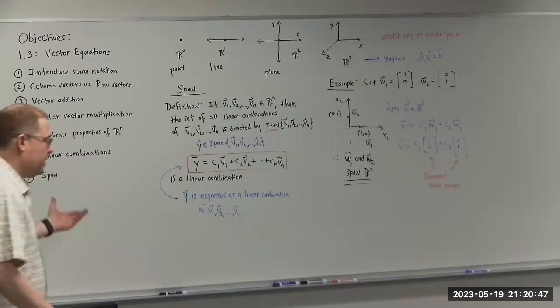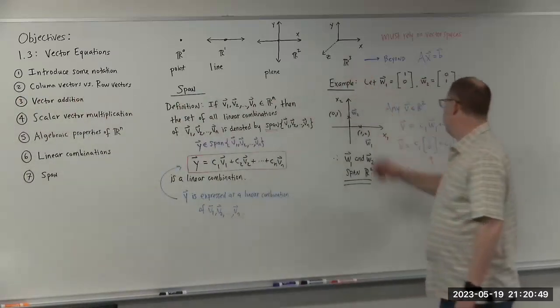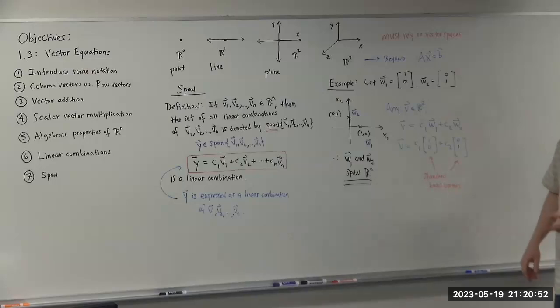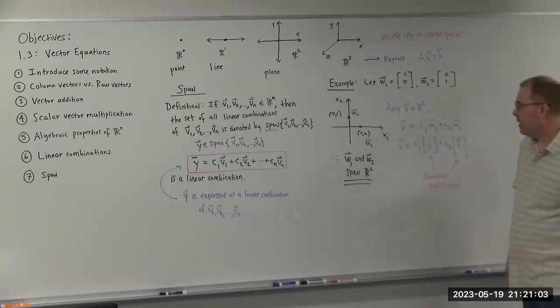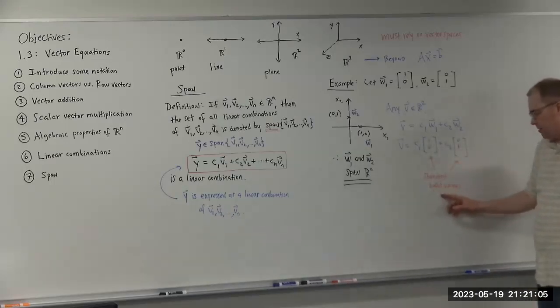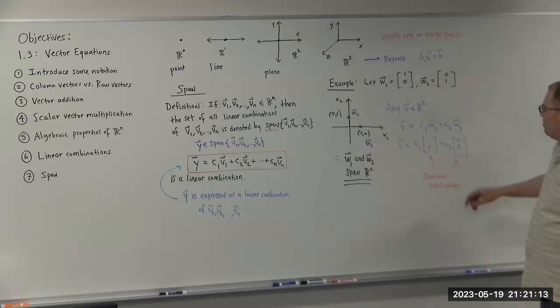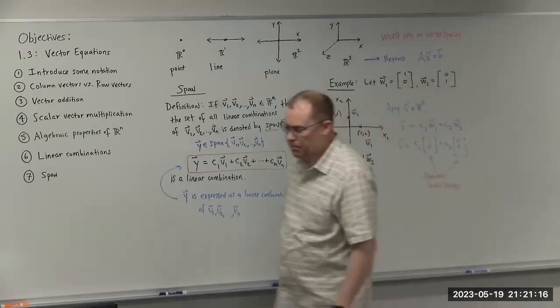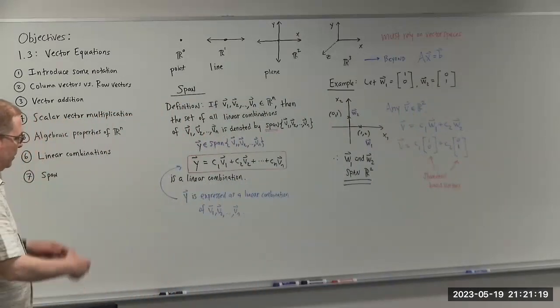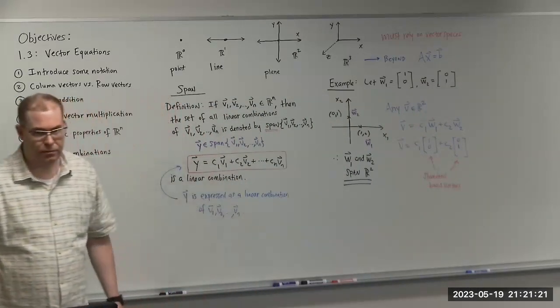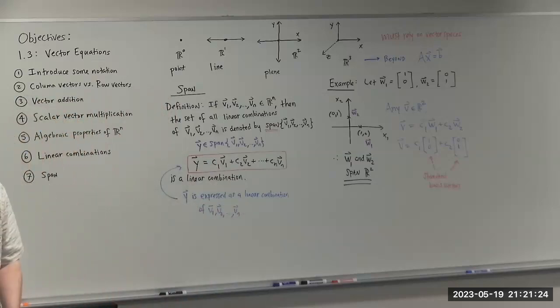We can extend this idea. If you extend to R3, then we need three vectors: 1, 0, 0; 0, 1, 0; and 0, 0, 1, because we need three vectors to do that linear combination. We'll get into this a little bit later. There's something else happening here, specifically with these two vectors. That is just another example of how this idea of span is used.